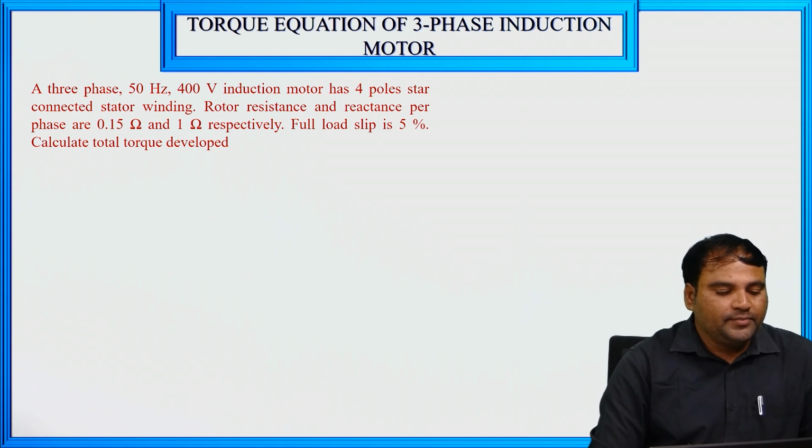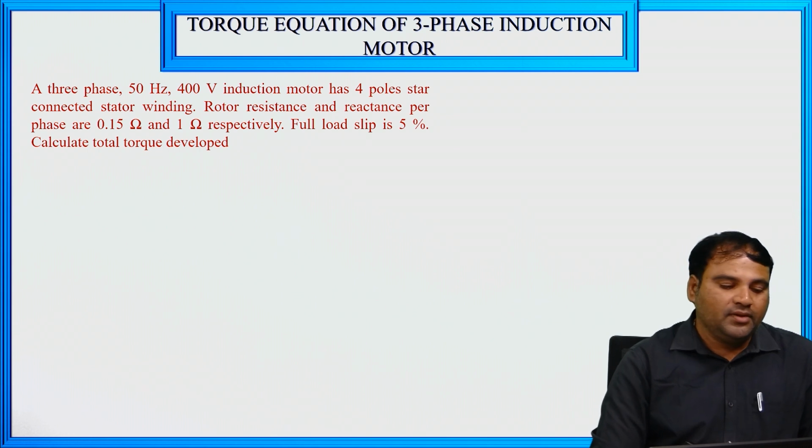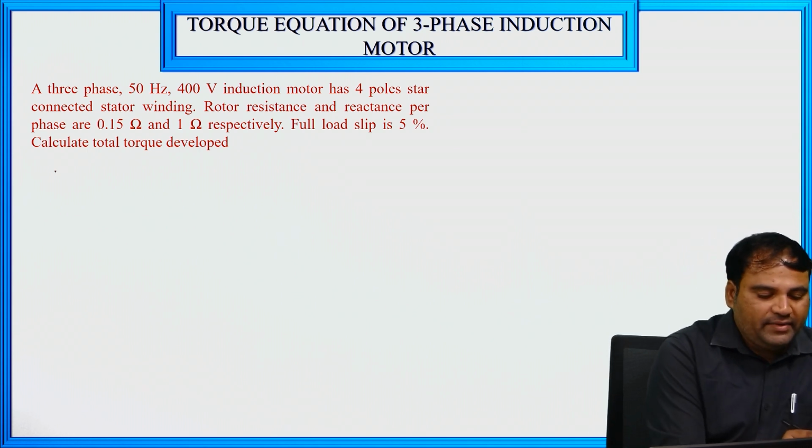Here a 3-phase 50 Hz 400 volt induction motor has a 4 pole star connected stator winding, and the rotor resistance and reactance per phase are 0.15 ohm and 1 ohm respectively, and slip is given as 5%. We need to calculate the torque. First we have to write the given data.